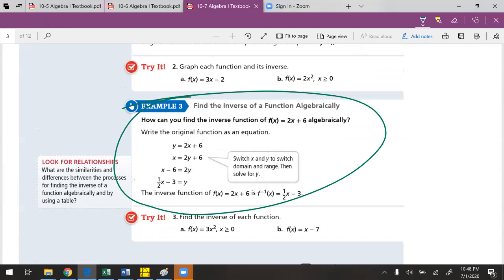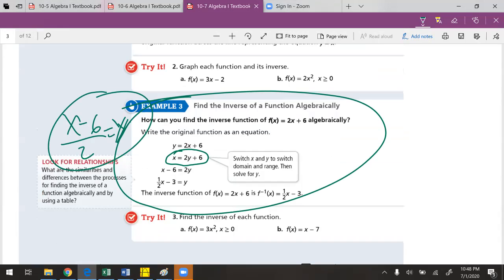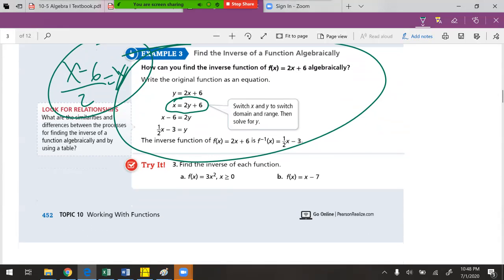Okay. In order to find the inverse algebraically, we're going to flip the x and y and then obviously get y by itself, okay? Subtract 6, divide by 2. It also looks like this, x minus 6 over 2 equals y, okay? It can also look like this as well. Very simple. So let's do this one here real quick.